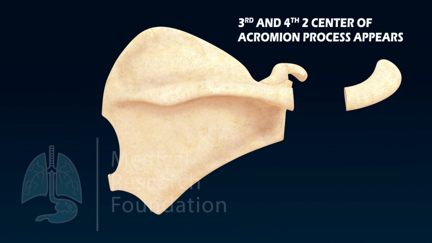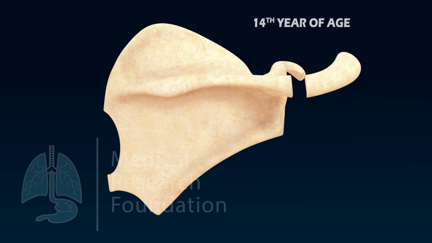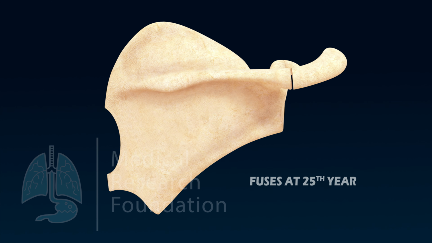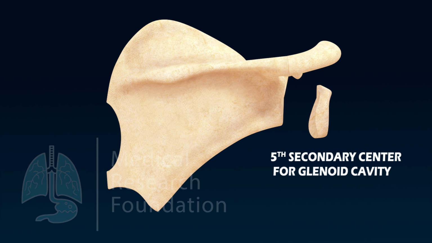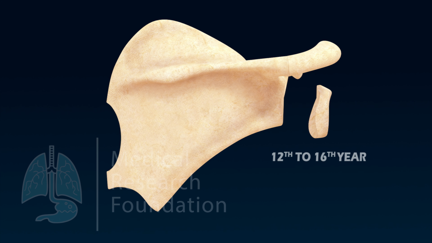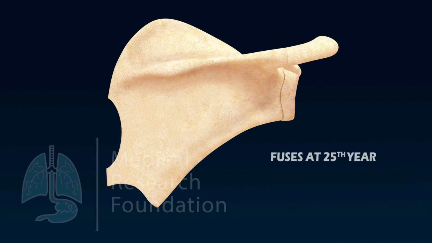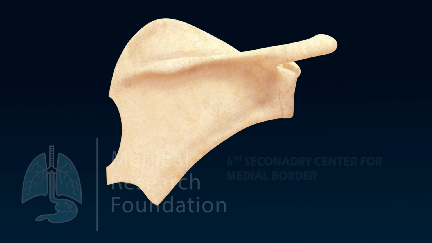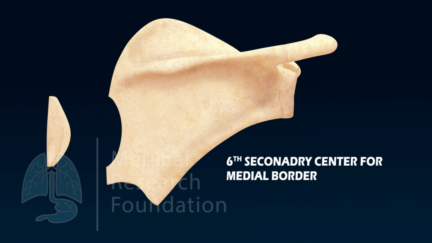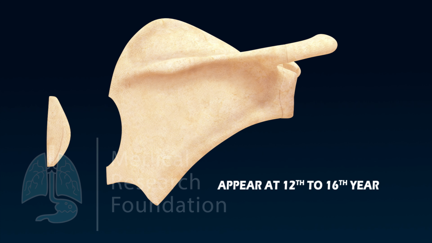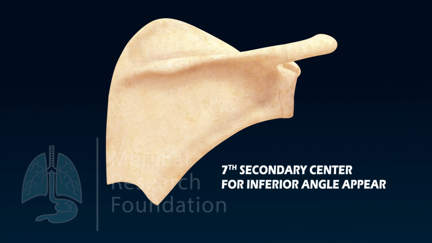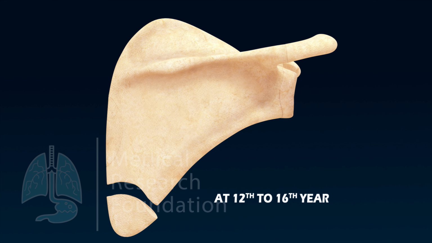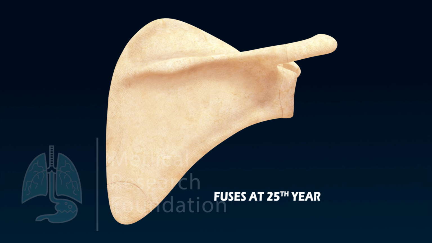Third and fourth, 2 centers for acromion, appear at 14 years of age and fuse at the 25th year. Fifth secondary center for part of glenoid cavity appears at 12th to 16th year and fuses at 25th year. Sixth secondary center for medial border appears at 12th to 16th year and fuses at 25th year. Seventh secondary center for inferior angle appears at 12th to 16th year and fuses at 25th year.